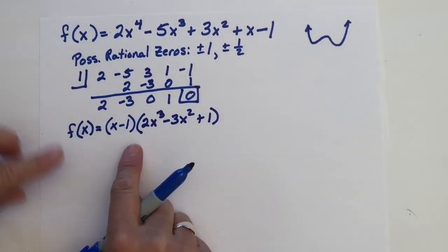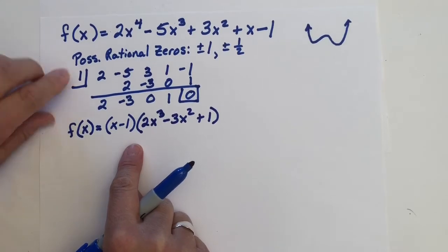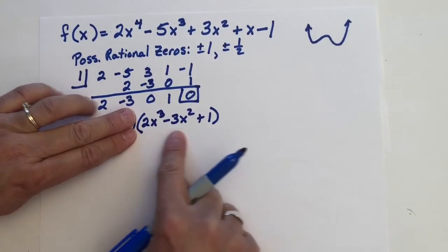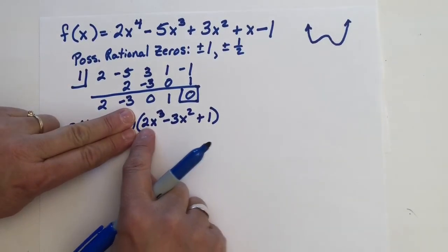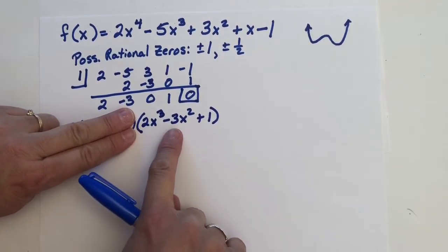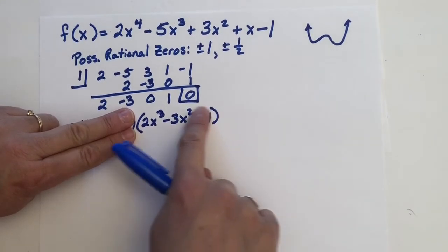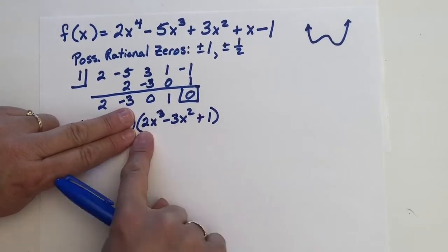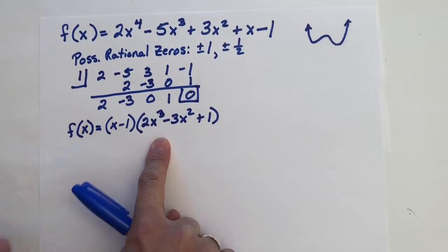Now, just because 1 was a 0 once doesn't mean it can't be a 0 again. In fact, if you pop in 1 right here into this polynomial, I hope you can see that we'd have 2 minus 3 plus 1. That would be equal to 0. So we know, in fact, that 1 will be a 0 again.